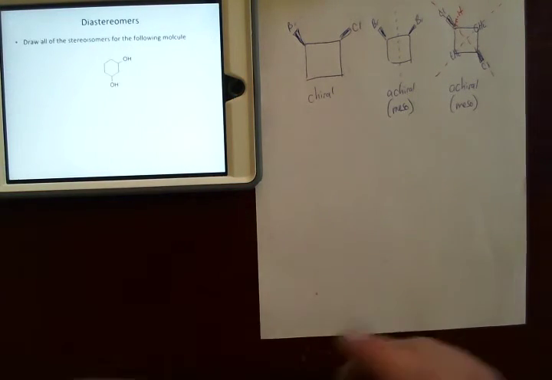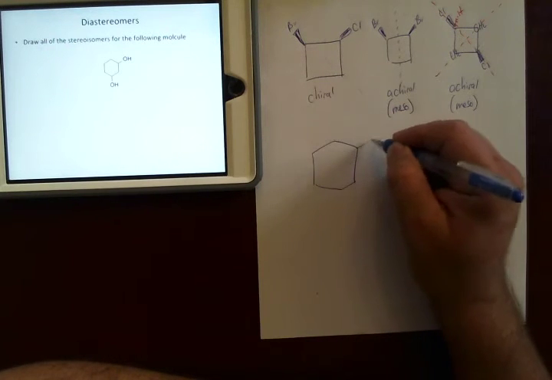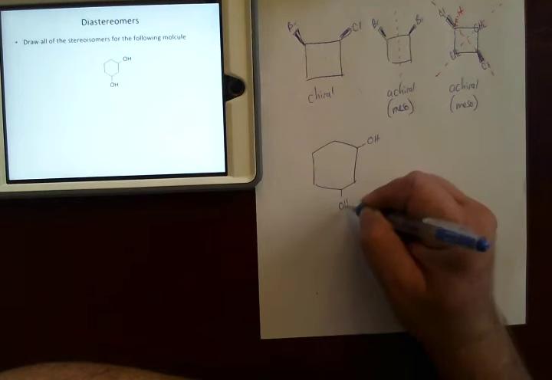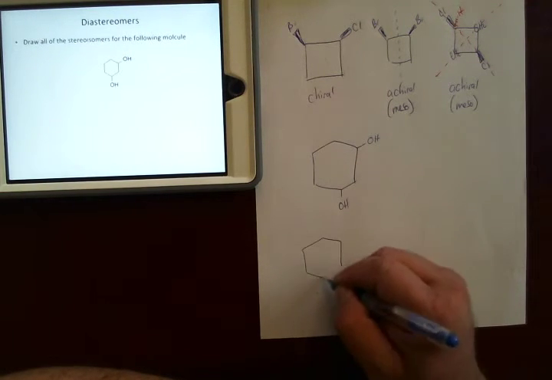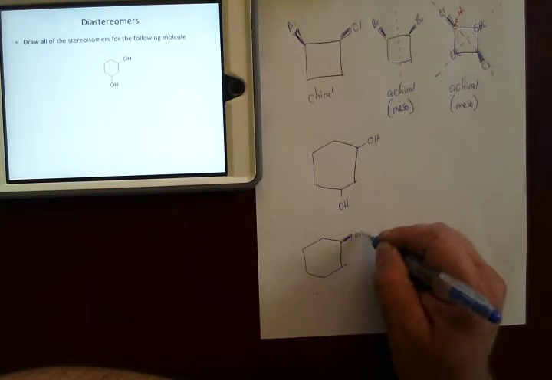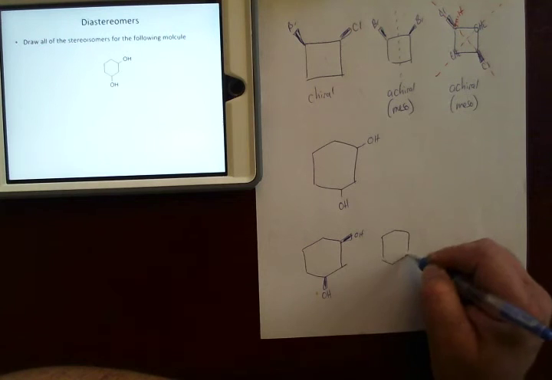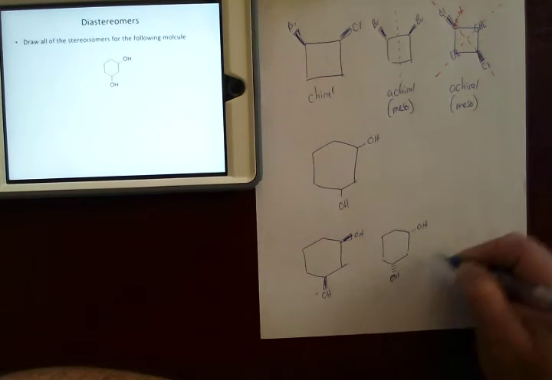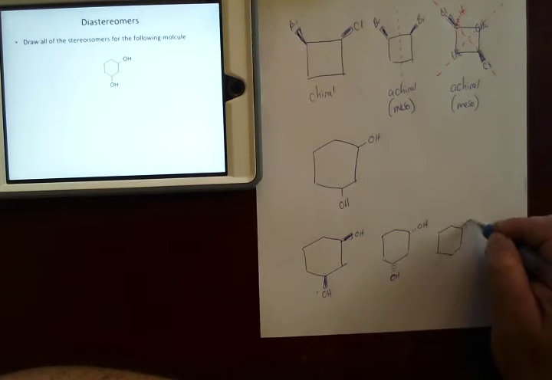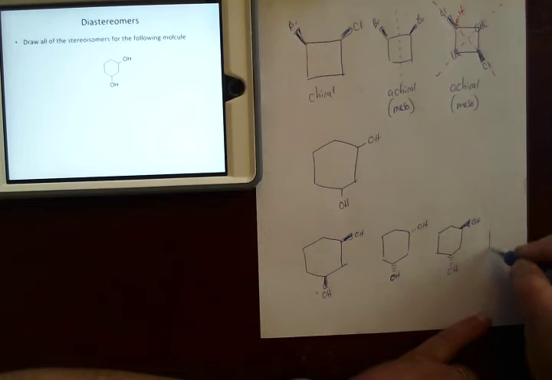So for drawing diastereomers, what you can do is say, okay, you can make these. So you have the four different wedge and dash configurations. You have both of these as a wedge, both of these as a dash, and then here you can have wedge dash and dash wedge.